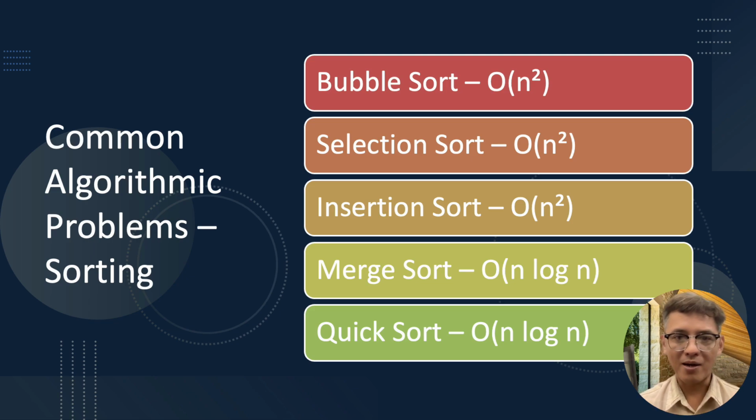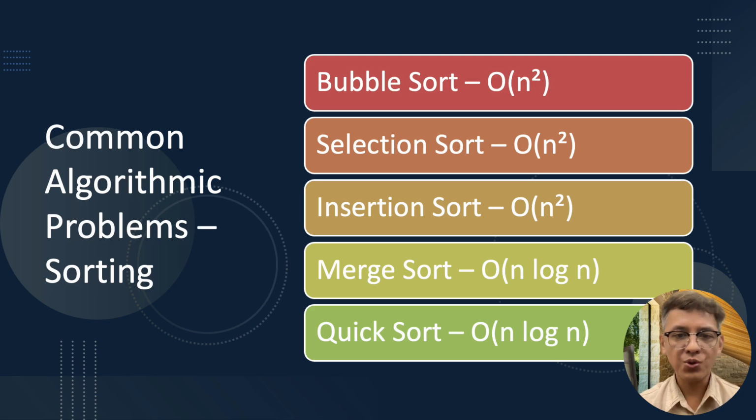So we have bubble sort. This is one of the simplest sorting algorithms. It repeatedly compares and swaps adjacent elements if they are in the wrong order. Though easy to understand, it's not efficient for large datasets.